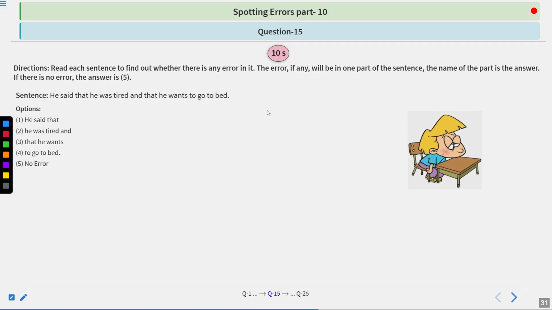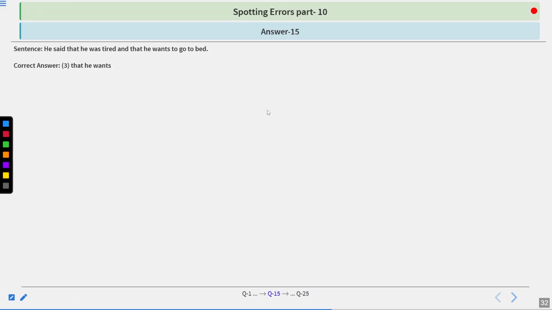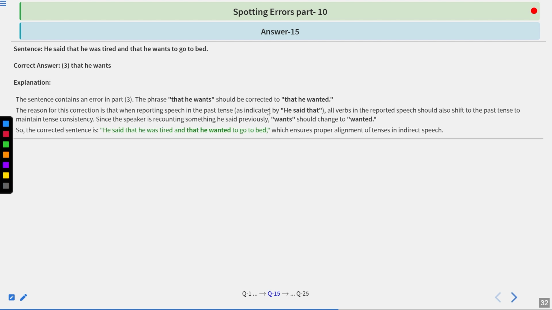He said that he was tired and that he wants to go to bed. Options are given below. You have 10 seconds to spot the error. I hope you have answered. Let's move to the correct answer. The correct answer is option number 3, that he wants. Let's look at the explanation. The sentence contains an error in part 3.